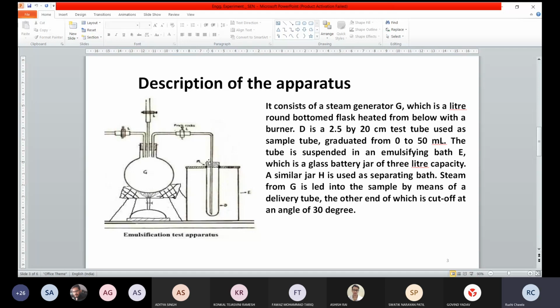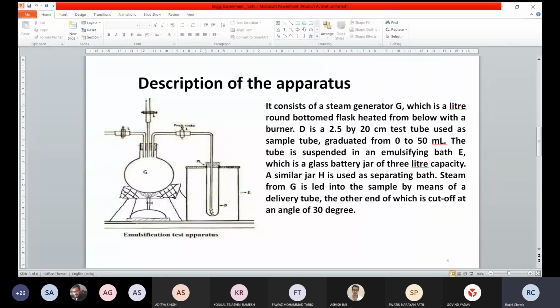And in this boiling tube, which is marked as D, it was going to be a graduated one. This boiling tube will be graduated till 50 ml, from 0 to 50 ml, and in this you will be taking the oil which has to be tested for the steam emulsification number. There is a delivery tube that is connecting the steam generator and the boiling tube.